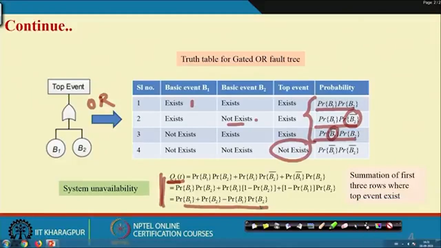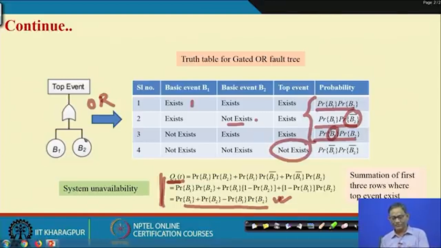Now, this equation you have already seen. If there is an OR gate with two inputs, what is the probability of E? Probability of B1 plus probability of B2 minus probability of B1 times probability of B2, that you have seen. So the truth table is also giving the same thing, because it is an equivalent representation. Okay, so this is the OR gate.